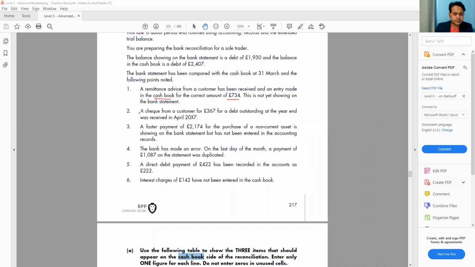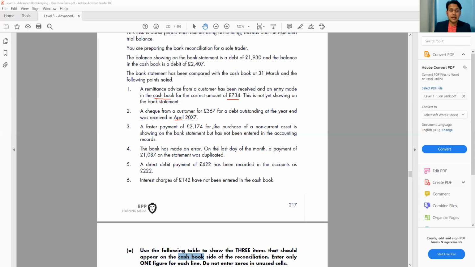Number two, a check from a customer for 367 for a debt outstanding at the year end, was received in April. Basically, I received the check, and as soon as I received it, I already updated my cash book. But I give it to the bank, and the bank takes some time to clear the check, normally 3 days. But my job is done.